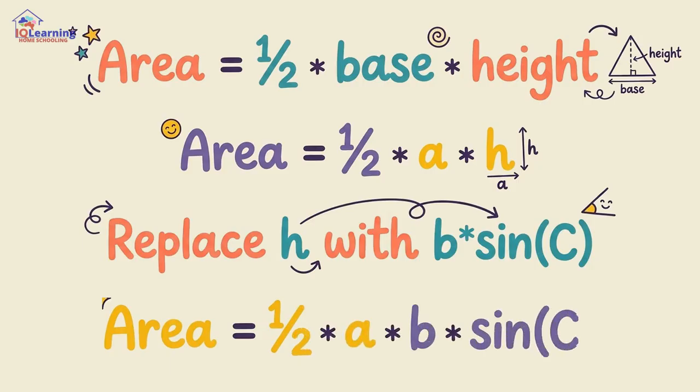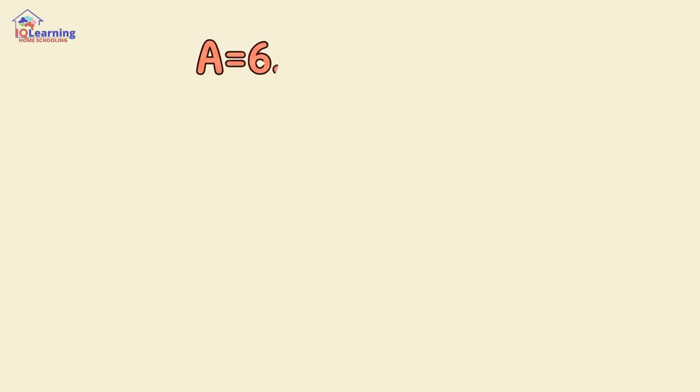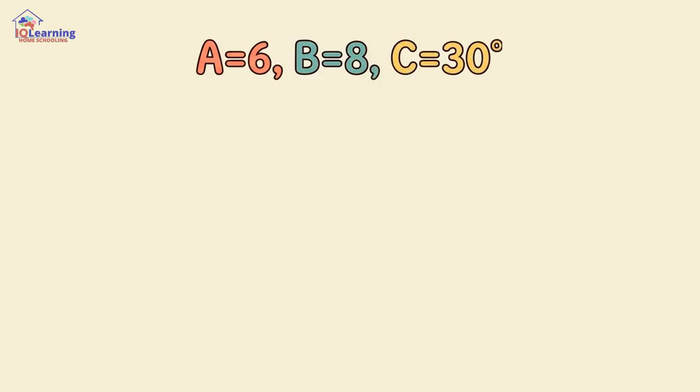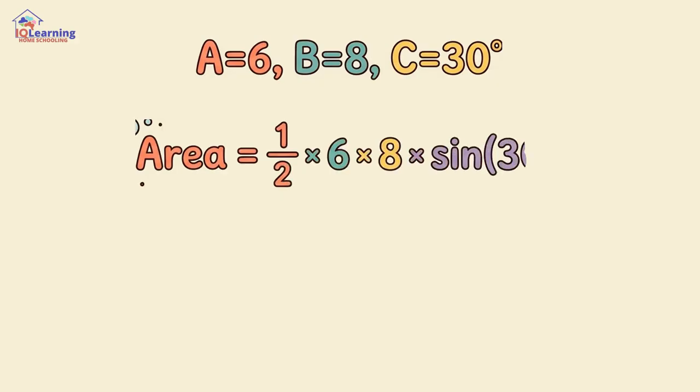So the sine area formula is really just the old base times height formula with trig filling in the missing piece. Now, let's solve the example carefully. We know a equals 6, b equals 8, and C equals 30 degrees. Substitute into the formula. Area equals 1/2 times 6 times 8 times sine of 30 degrees.